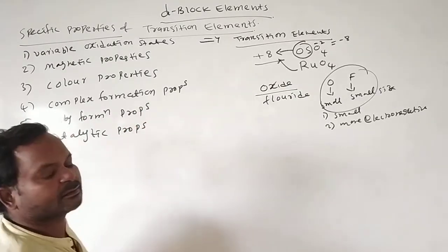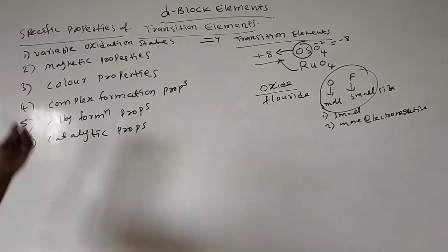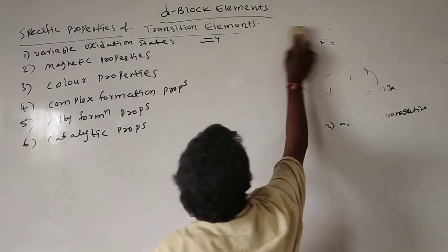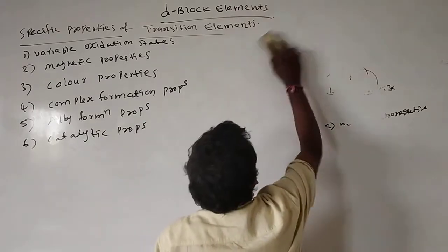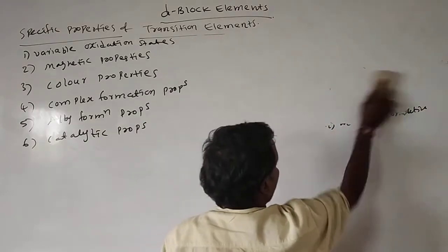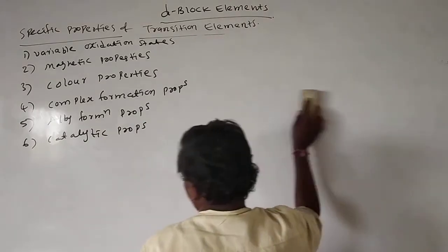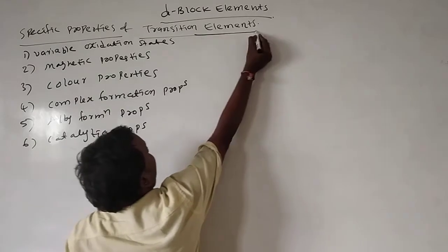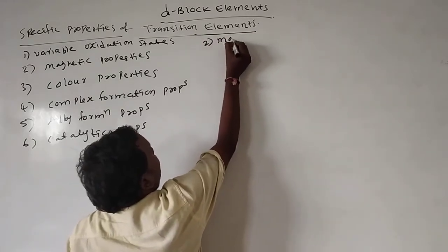This was the discussion of the variable oxidation state. In continuation, we will discuss the magnetic properties. What is the meaning of magnetic property? What is the magnetic moment? What is the magnetic nature? We will see in continuation. Second one is magnetic properties.